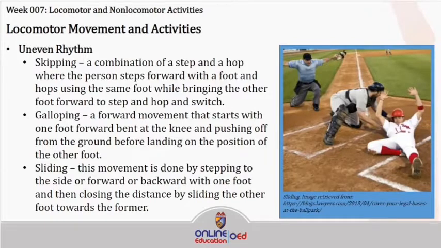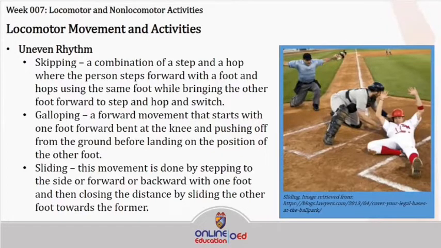Technique in skipping: keep your feet close to the ground. Combine one walking step and a hop with the opposite foot. Next is galloping. A forward movement that starts with one foot forward bent at the knee and pushing off from the ground before landing on the position of the other foot. Galloping is forward slide stepping, to step forward and bring the back foot to the front foot. Technique in galloping, same as slide stepping: keep knees bent and feet apart to remain stable.